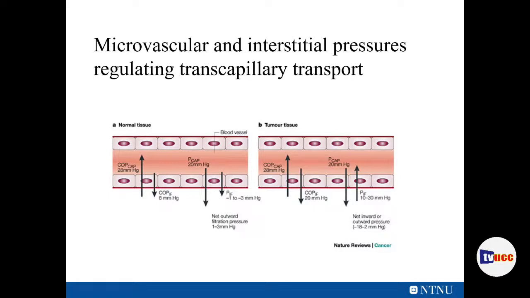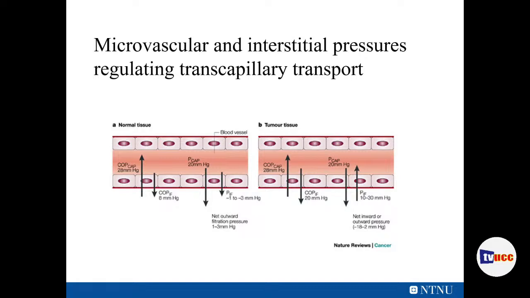Well, the blood pressure in the capillary will be the same in normal tissue and in tumor tissue, because that is determined by the heart. The heart is pumping, and we have then a certain pressure in the capillaries, typically 20 millimeter mercury. Then if you go out of the vessel in the normal surrounding tissue, it will be around 0 or perhaps even a little below. So here's really low pressure.